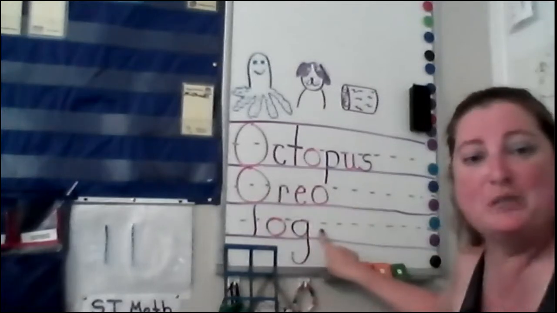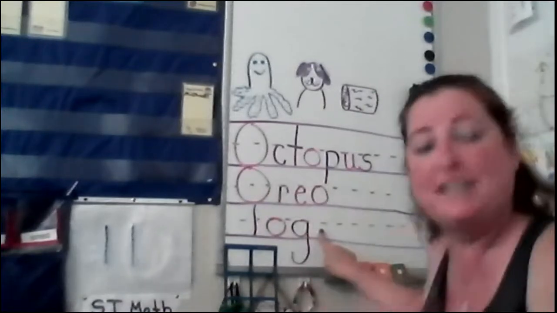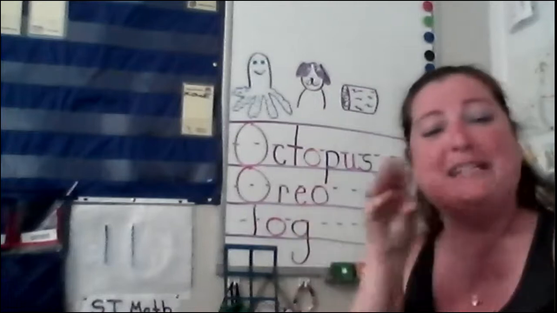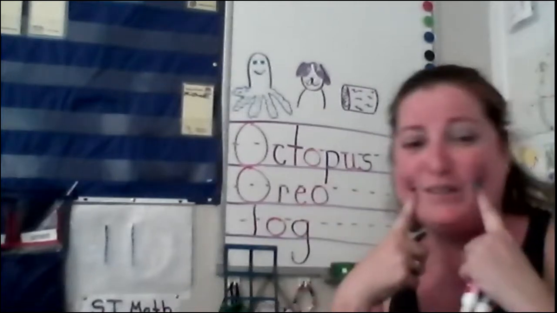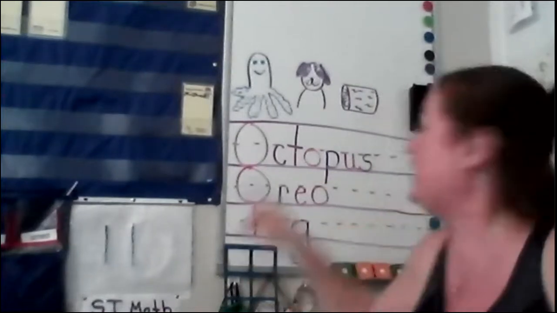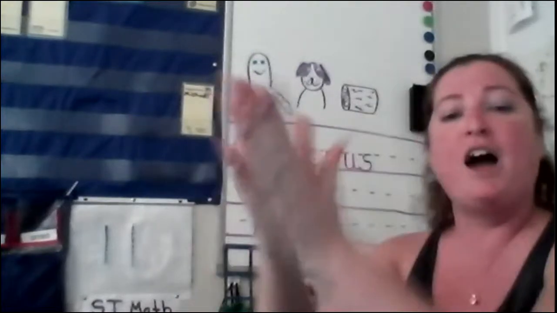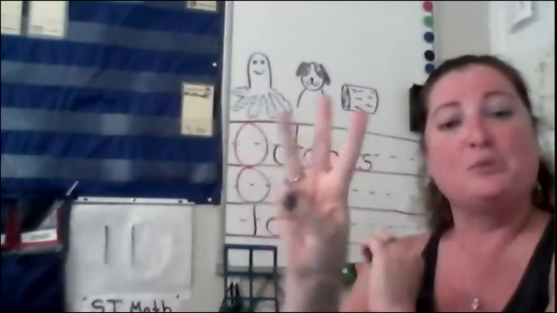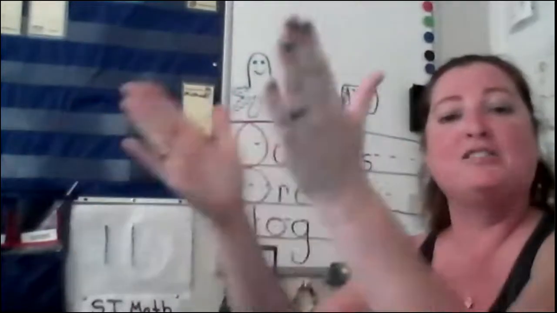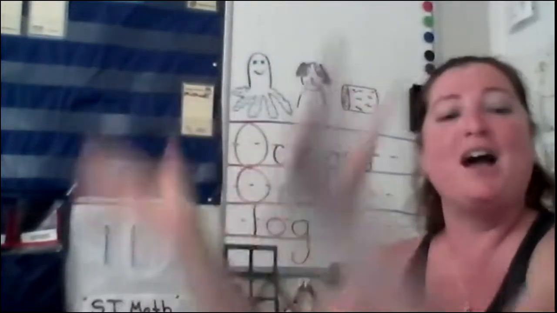So what we're going to do is we're going to clap them out. We're going to do our syllables, okay? And syllables are how many times we open and close our mouths when we say a word. So let's do octopus, okay? Miss Keegan will do it first, and then I'll let you do it, okay? Ready? Octopus. There's 3 syllables. Octopus. I want you to do it.